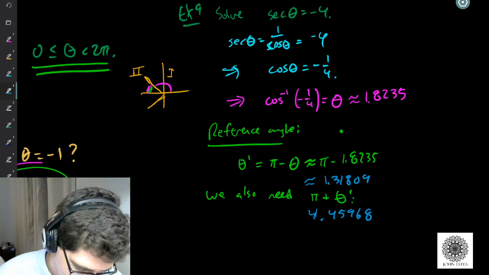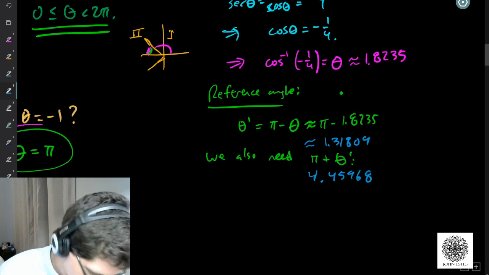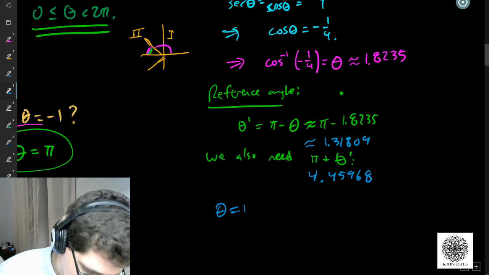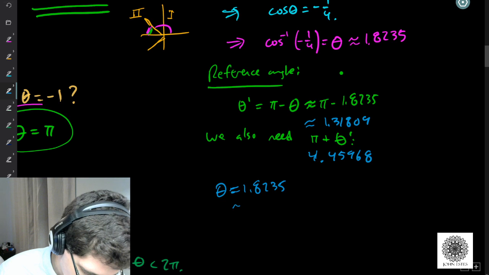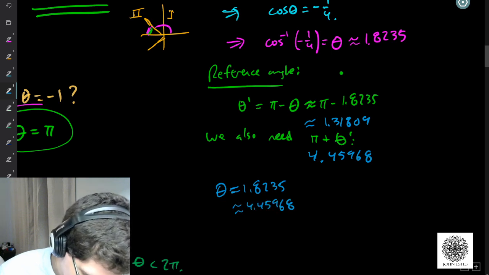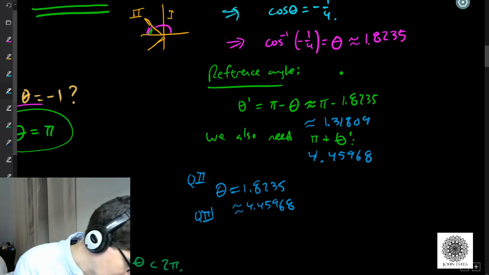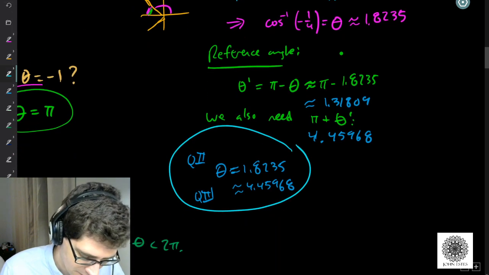All right, here I have my two angles. Again, let's summarize them. We have theta equals approximately 1.8235. That's my quadrant 2. And approximately 4.45968. So that's quadrant 2, and that's quadrant 3. And those are the solutions to the equation secant theta equals negative 4.